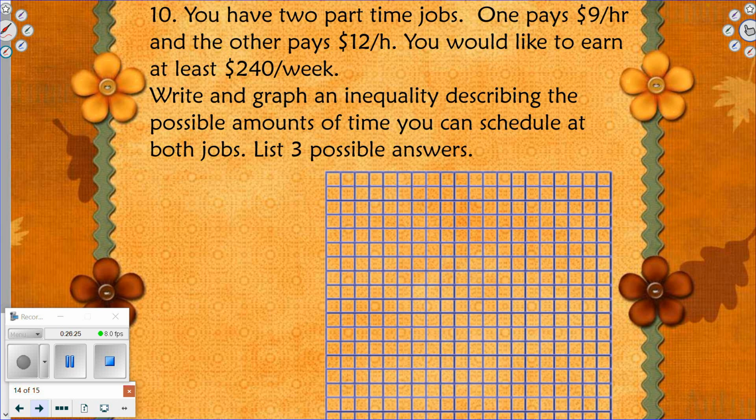So I would want from one job and the other job, so let's go 9x plus 12y. Doesn't matter which one's x, which one's y. You're going to get the same answer either way. But I would take how much I'm making from each job, multiply it, then add those two things together, and I want it to be greater than or equal to 240.